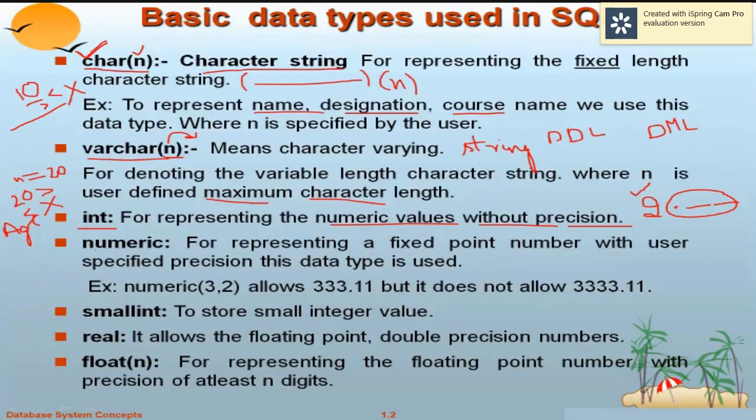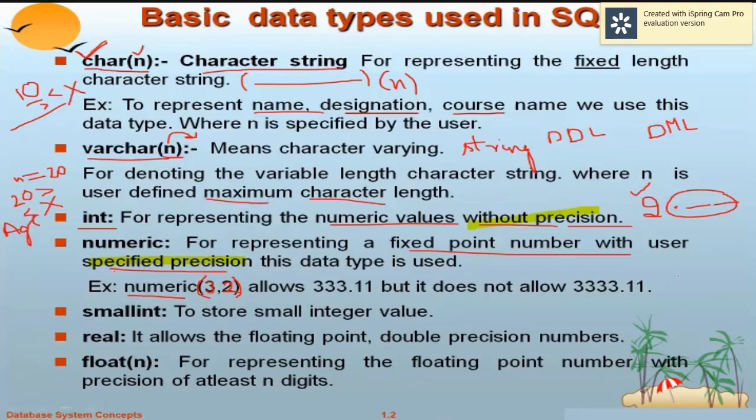Okay, next one is numeric. So numeric is nothing but representing a fixed point number with the specified precision. It is quite opposite to what you have studied in int. There was no precision condition there, but in numeric here you are mentioning the precision component. So in this precision component, let's go to the example directly. I have mentioned the data type numeric and in brackets I am writing 3 and 2. What does it mean?